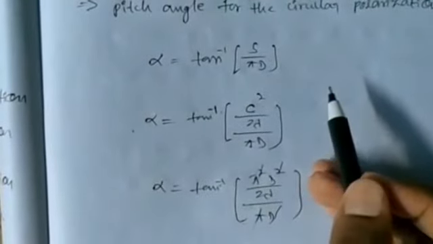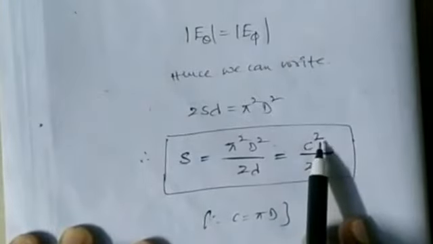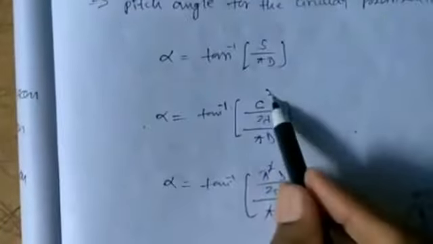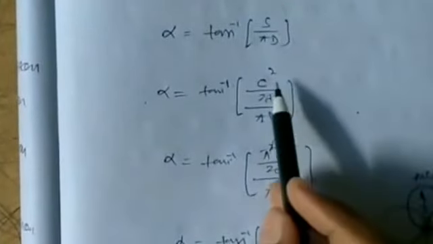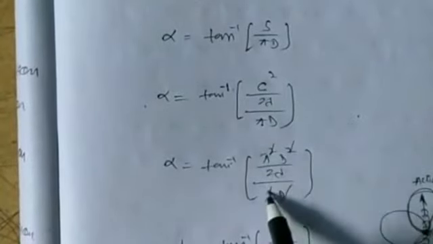And now see the pitch angle also. The pitch angle for circular polarization is alpha equal to tan inverse of s by pi d. Already we know s, which we just found for circular polarization, that is C square by 2 lambda. Now substitute that s here, C square by 2 lambda by pi d. Already we know C square is nothing but pi square d square, so it becomes pi square d square by 2 lambda by pi d. Cancelling the terms, the remaining part will be alpha equal to tan inverse of pi d by 2 lambda.